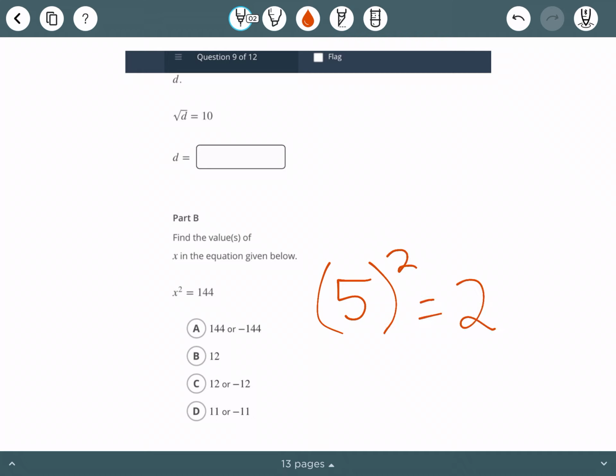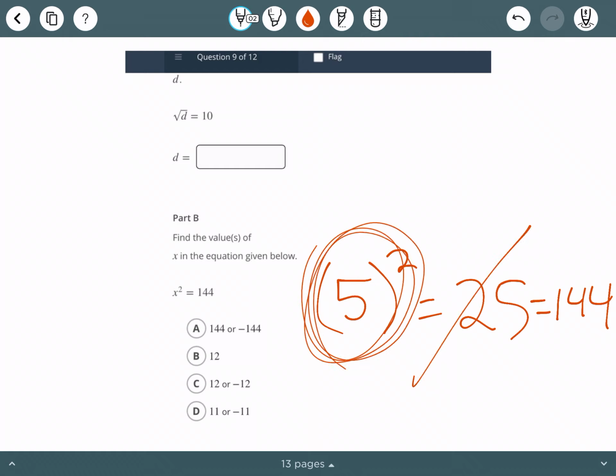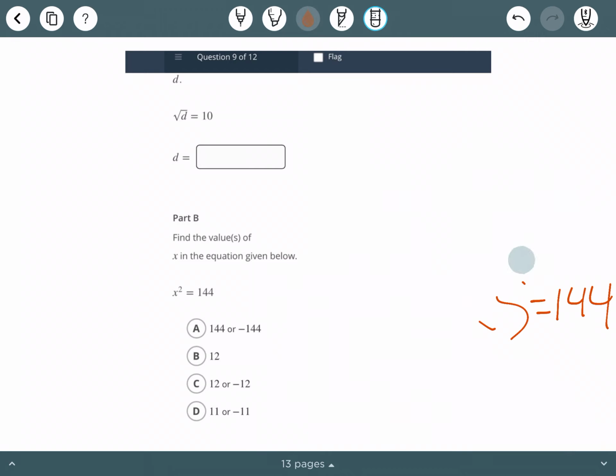Well, 5 squared is 25. So 25 does not equal 144. So I would know that 5 is not my option. That is not correct. So what number, when we multiply it by itself or when we square it, equals 144? Or I guess we could say what number or numbers.